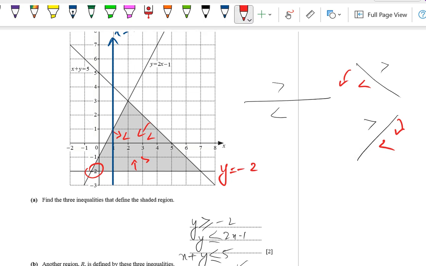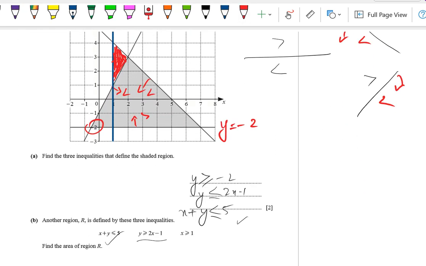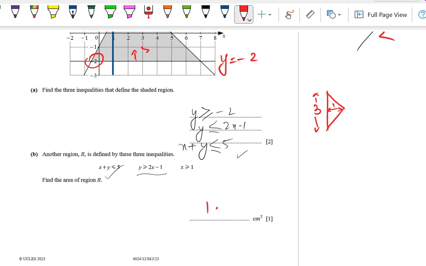So what's gonna be, sorry, the greater should be over here. It is lesser and it is greater. So this should be your triangle, and it is a 1 centimeter square grid. So the base of the triangle is 3. The height of the triangle is 1. So the area should be 1.5.